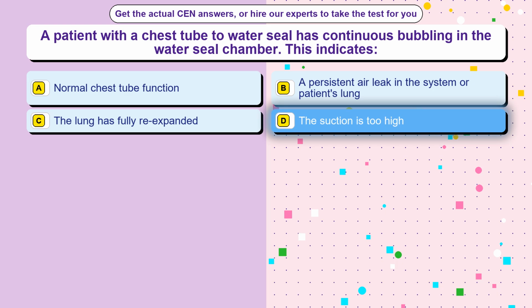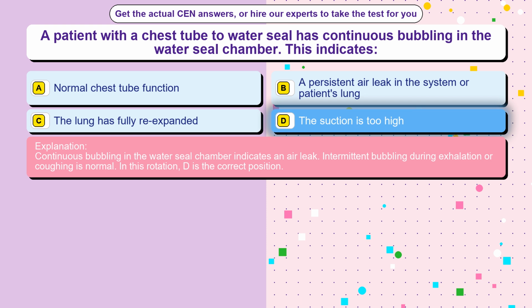The correct answer is option D, the suction is too high. Continuous bubbling in the water seal chamber indicates an air leak. Intermittent bubbling during exhalation or coughing is normal. In this rotation, D is the correct position.